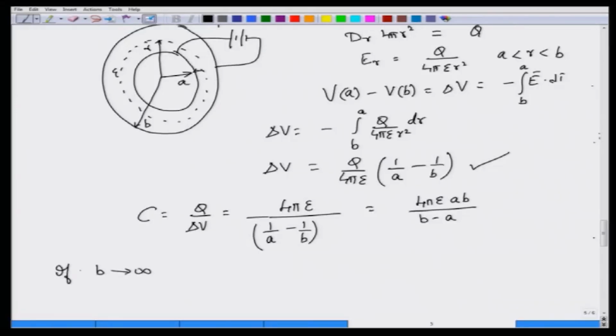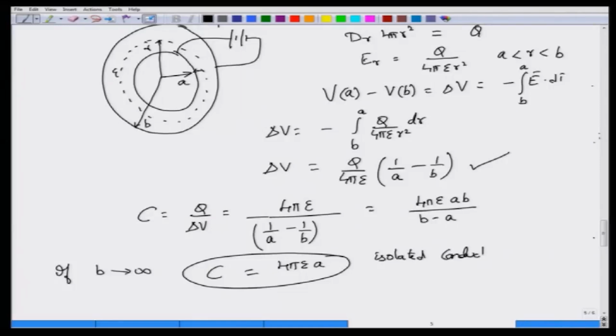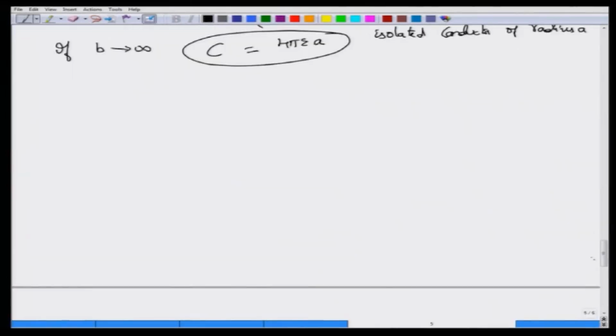That is, if I take the second shell and start moving it away from the inner shell of radius a, so the value of b moves towards infinity, then b minus a becomes almost b. The b cancels in the numerator and denominator and you get the capacitance as 4 pi epsilon a. This is the capacitance of an isolated conductor of radius a. So, this is the Q method for finding the capacitance of this spherical capacitor.